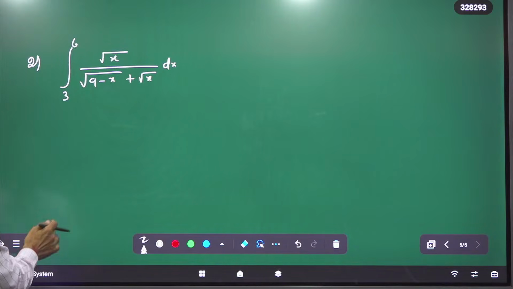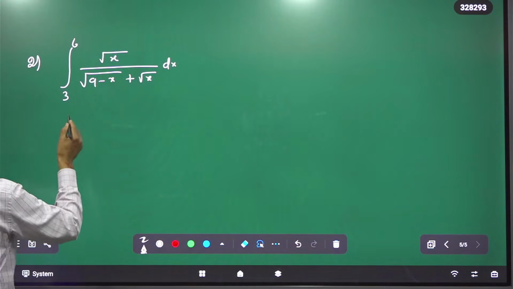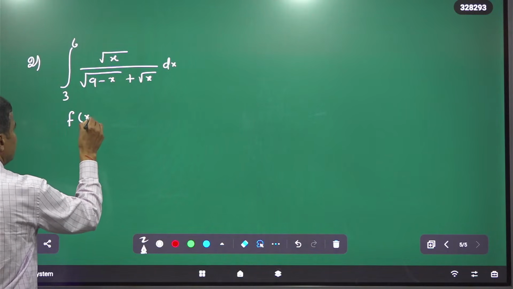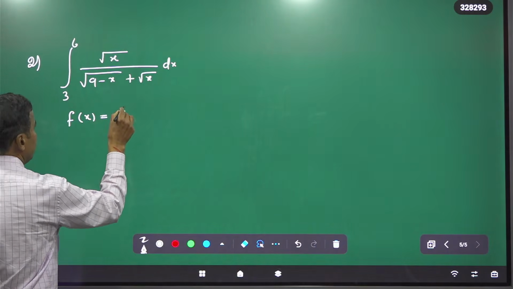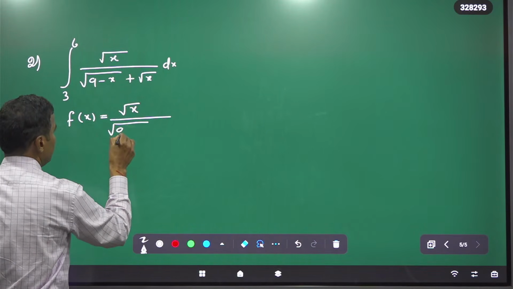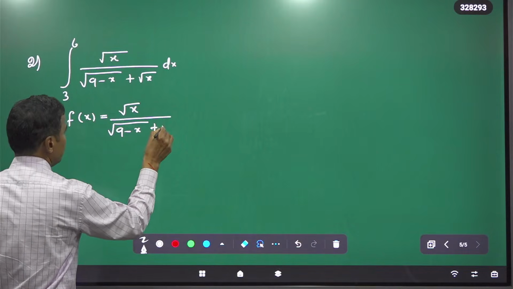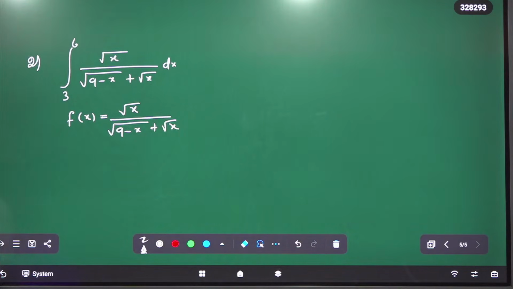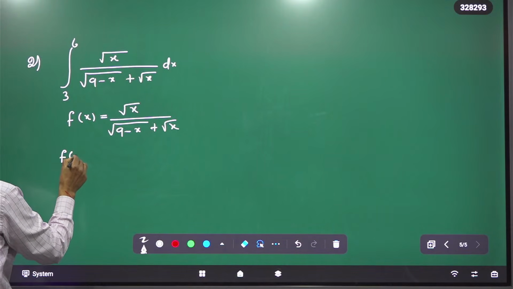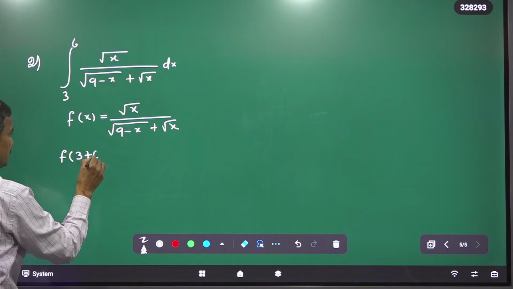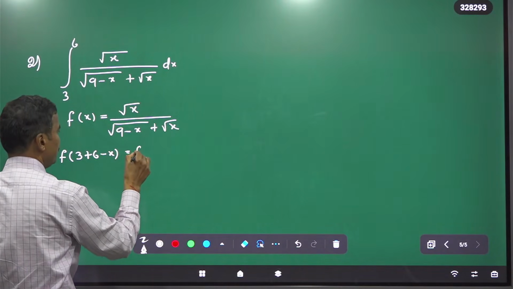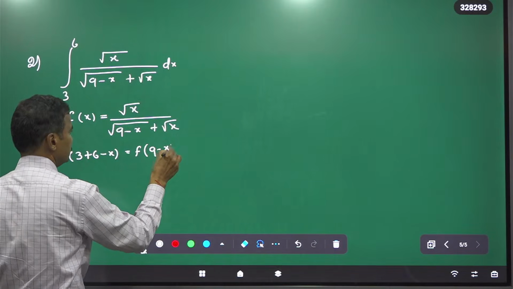Here f of x is equal to root x by root of 9 minus x plus root x. This is f of x. Now, f of a plus b minus x, a plus b means it is 3 plus 6 minus x. That is equal to how much here? f of 9 minus x we will get.